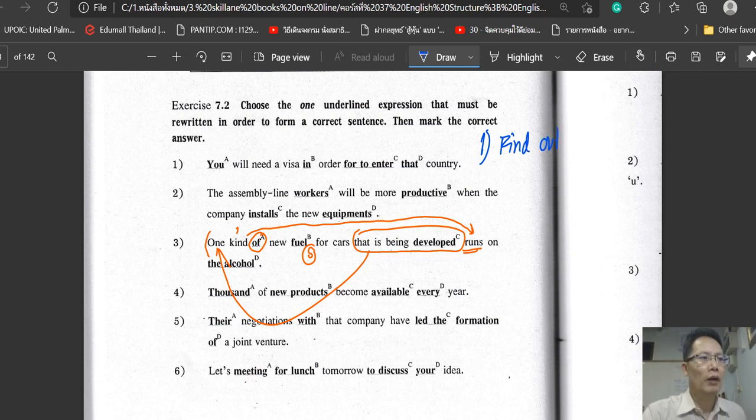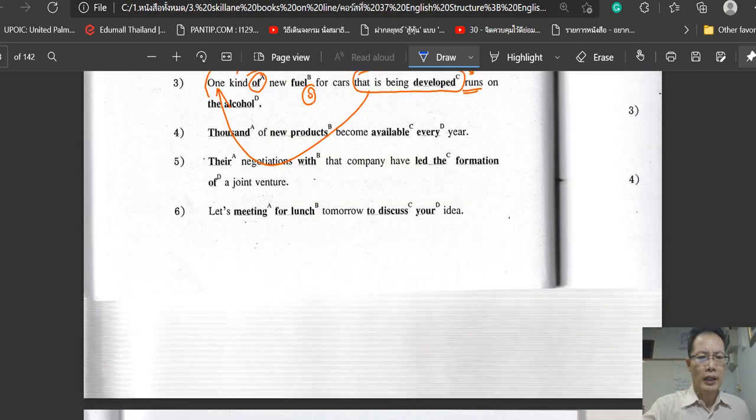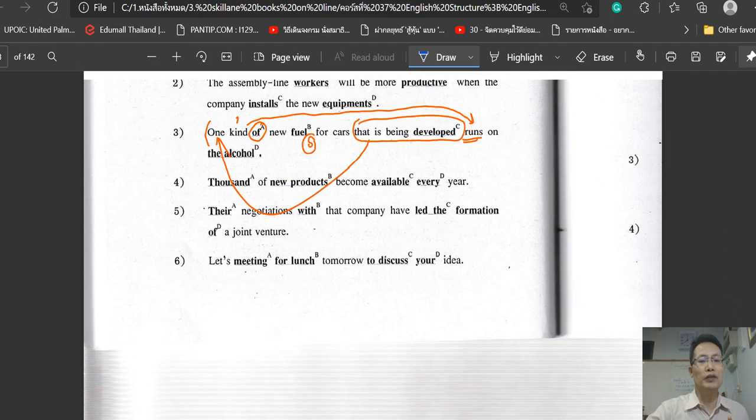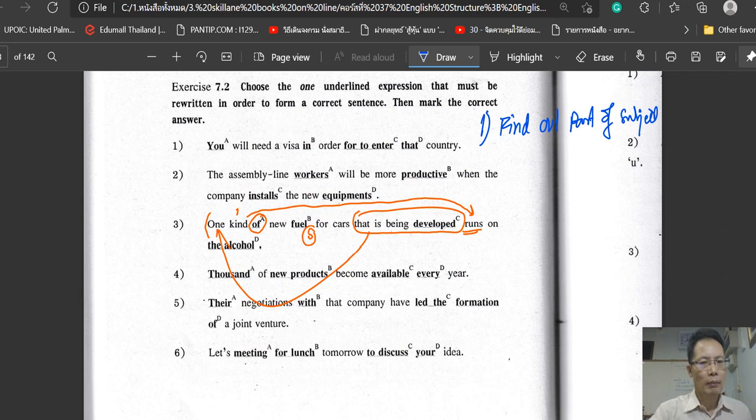what? You have to find out what? Find out the part of subject. Parts of subject. For example, how many sentences do we have here? We have 10 sentences. The first one, we have to find out the part of subject. This is the part of subject. Only one word, never mind.